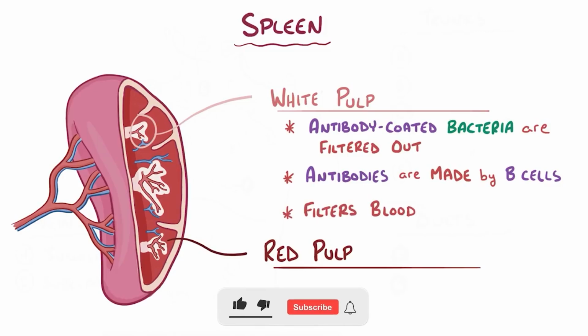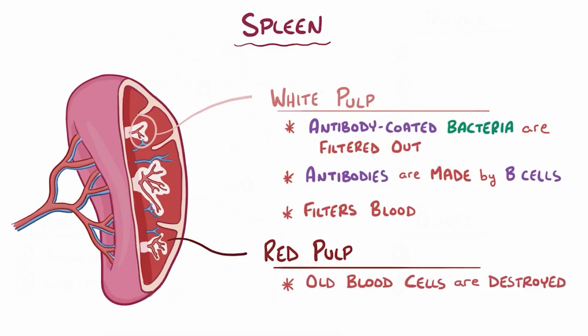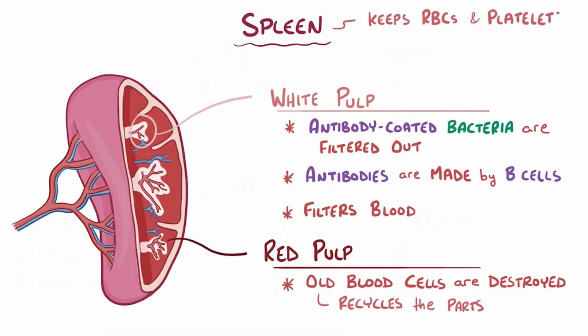The red pulp of the spleen is where old and defective blood cells are destroyed, and their parts, which are the hemoglobin, the heme chain, and the iron, are either broken down or recycled. The spleen is also helpful in that it keeps red blood cells and platelets available in case they're suddenly needed by the body. Really, it's an organ that's got your back in an emergency.